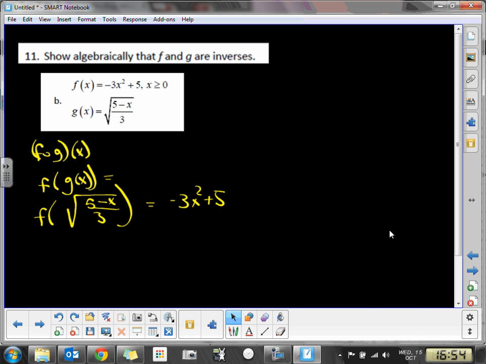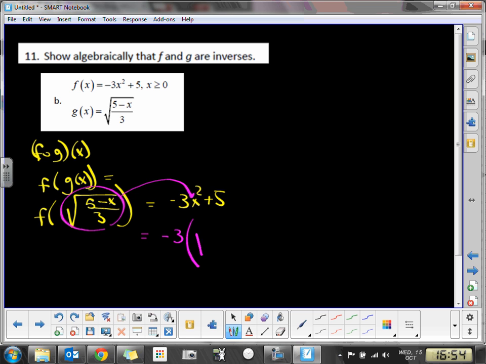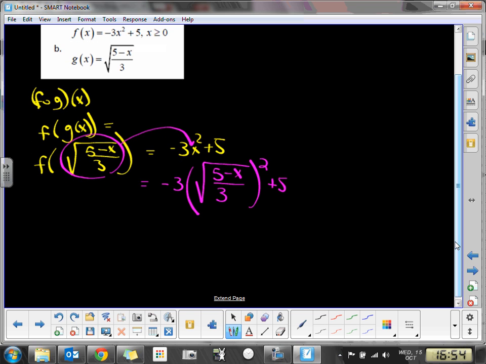And they have a restriction that x has to be greater than or equal to 0. So we'll have to make sure we're paying attention to that. So I'm going to put this into x. So g is going into function f, so it's negative 3 times the square root of (5 minus x) divided by 3, squared, plus 5. And I want to make sure that that will return a value of x.